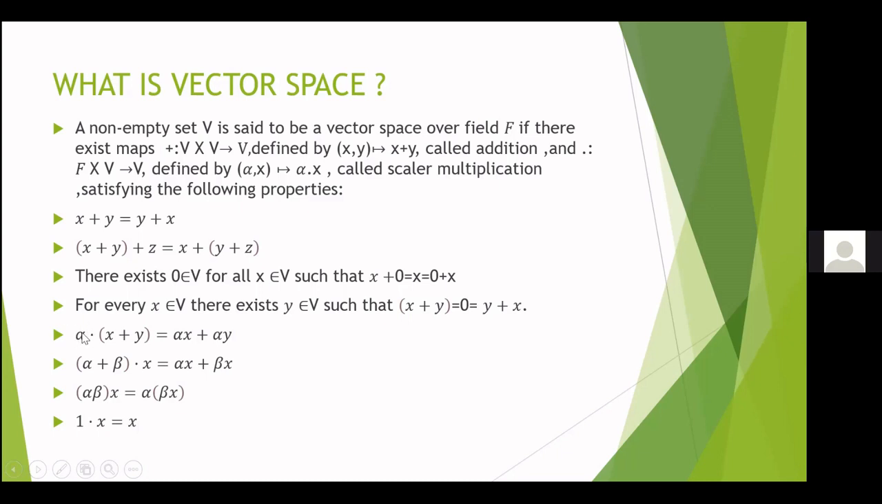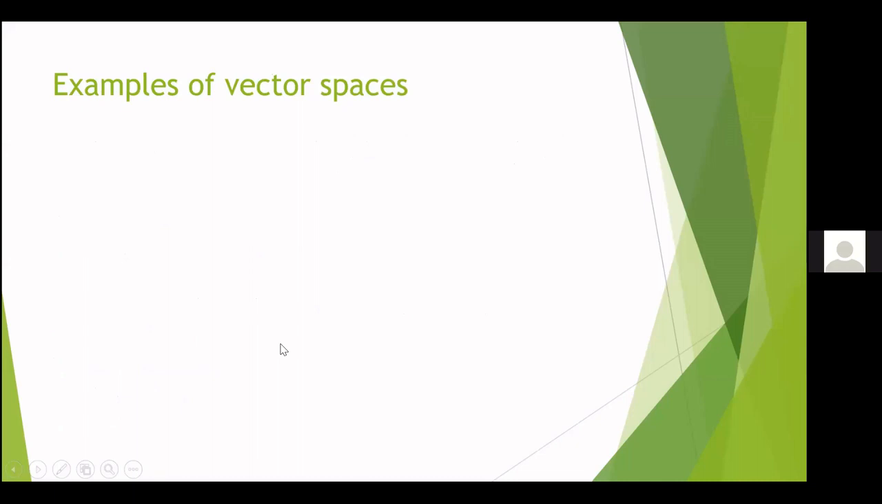And if alpha belongs to F and X and Y both belong to V, alpha dot (X plus Y) is equal to alpha X plus alpha Y. It is known as the distributive property of multiplication over addition. If alpha and beta both are from F, then (alpha plus beta) dot X is equal to alpha X plus beta X, and (alpha beta) X is equal to alpha into (beta X), and lastly 1 dot X is equal to X. So these are the conditions which have to be satisfied by a vector space.